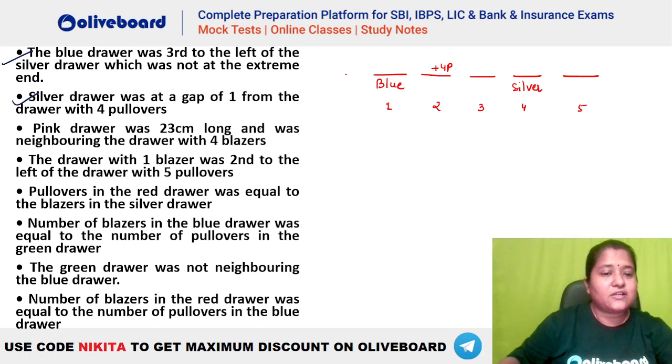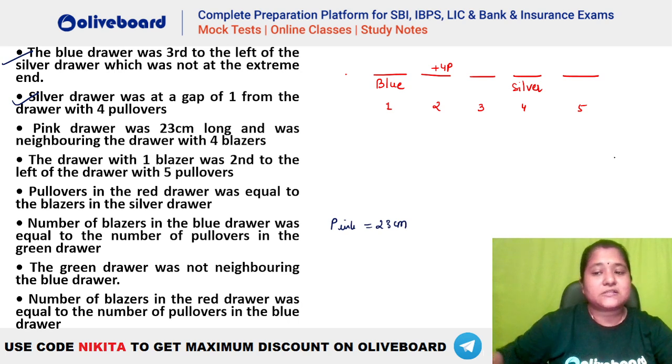Okay, pink drawer is 23 centimeter. Now we know pink has to be how much? 23 centimeter. Now what are the possibilities here? We know one blazer is how much? 9 centimeter and one pullover is how much? 7 centimeter. Two blazers will be 18, two pullovers will be 14. Similarly, 3 will be 27, 4 will be how much? 9 threes are 27.